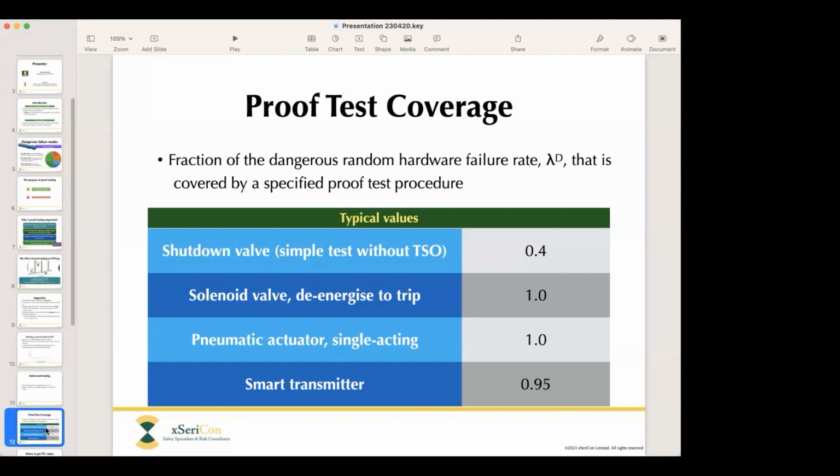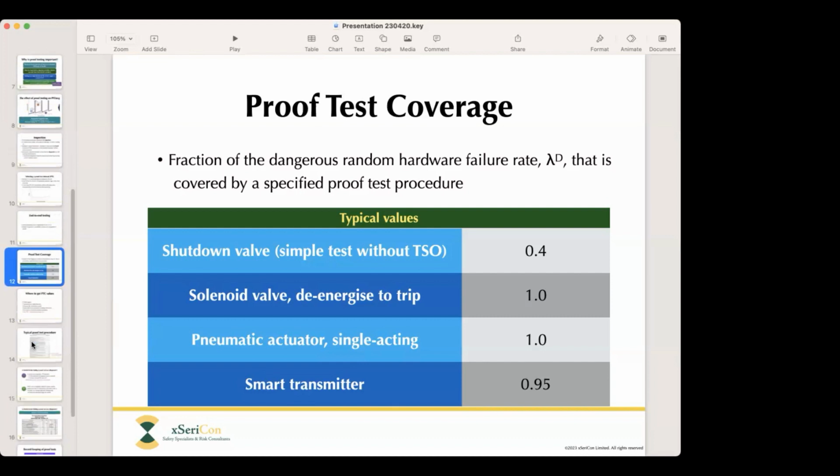And the same goes for a single acting pneumatic actuator. There are very few, if any, failure modes that are not discoverable by a proof test. For a smart transmitter, the proof test coverage that we would normally use in our calculation is around 95%. Actually, the diagnostic coverage of that, by which we mean the fraction of dangerous failures that are detectable by diagnostics, is already pretty high. It's usually around 90% for those types of device like a smart pressure transmitter.